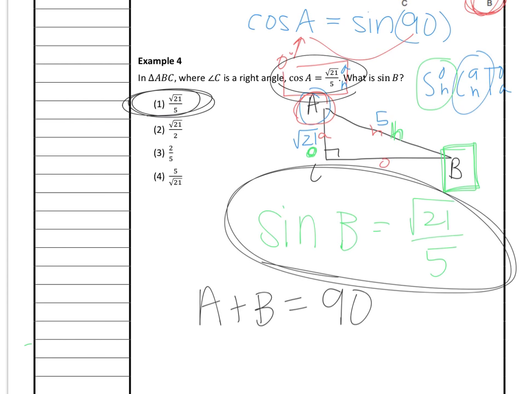And this problem is actually a really nice problem to explain why this cofunction relationship works, because you're using the same set of sides for two different angles. Right, when we talked about A, we have adjacent and hypotenuse, but when we talk about B, that original adjacent and hypotenuse is now the opposite and hypotenuse. So cosine of one is equal to sine of the other. There you have it.